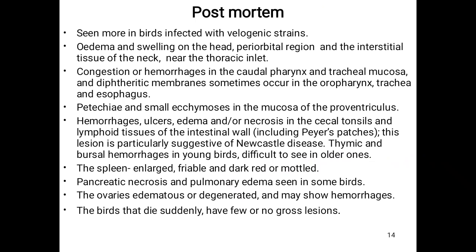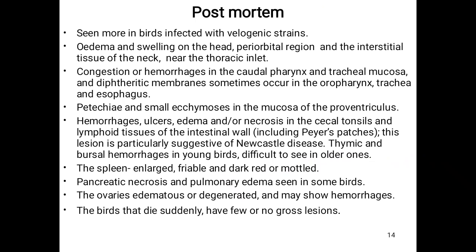of this disease. Hemorrhages, ulcers, edema, and necrosis of the cecal tonsils and lymphoid tissue of the intestinal wall, including the Peyer's patches. Peyer's patches is the lymphoid tissue which is in the chicken. This lesion is particularly suggestive of Newcastle disease. Thymic and bursal hemorrhages in young birds, difficult to see in older ones because of the regression of the bursa.